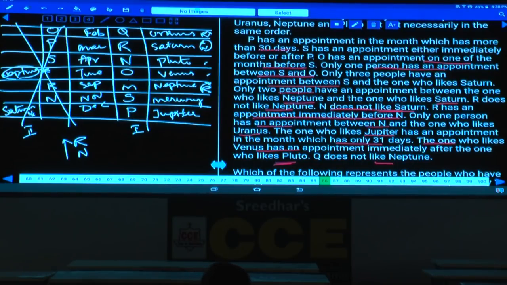Done? Now this is about question numbers 86 to 90. And what is the order here? QR, NO, MSP. QR, NO, MSP is the order. Let's write on this arrangement, question numbers 86 to 90. Then 91 to 95.